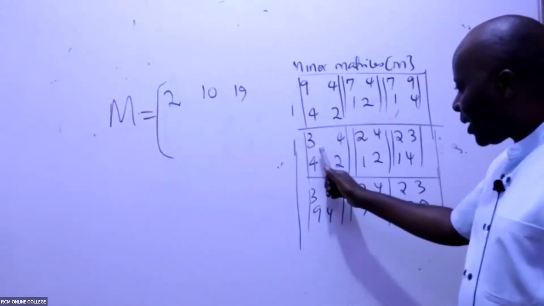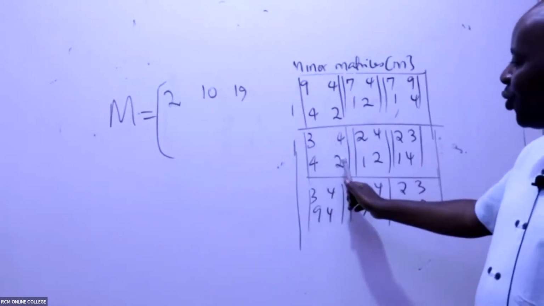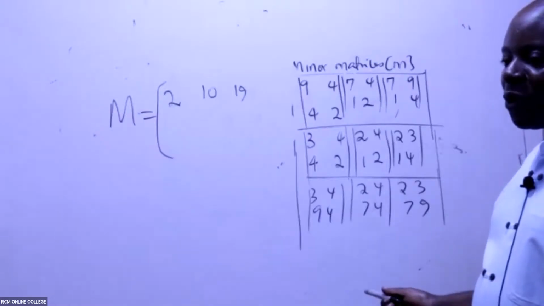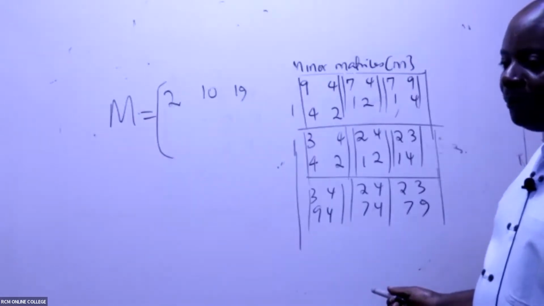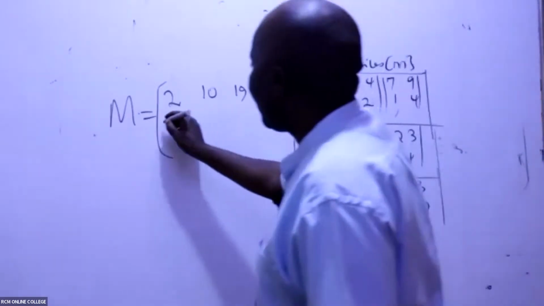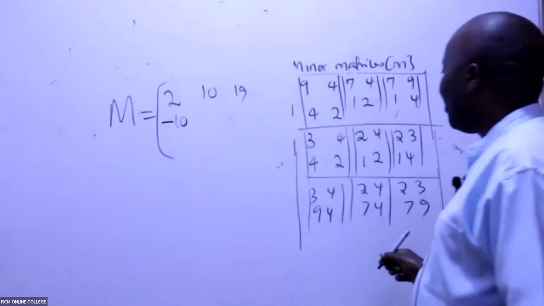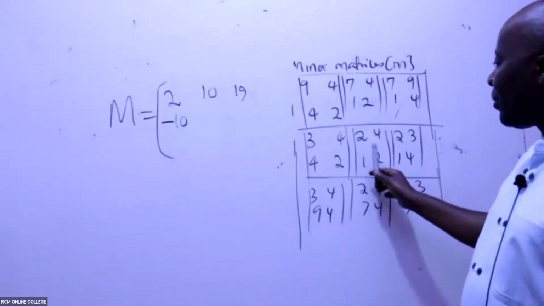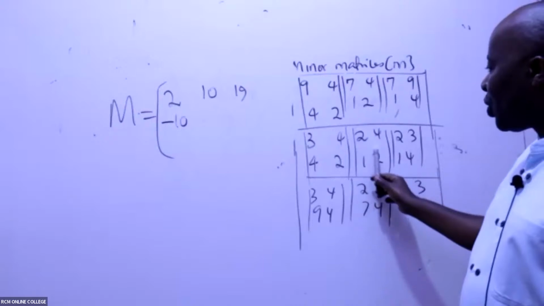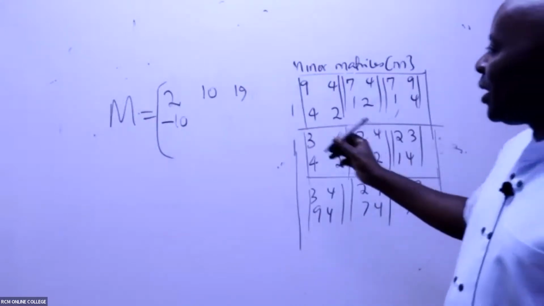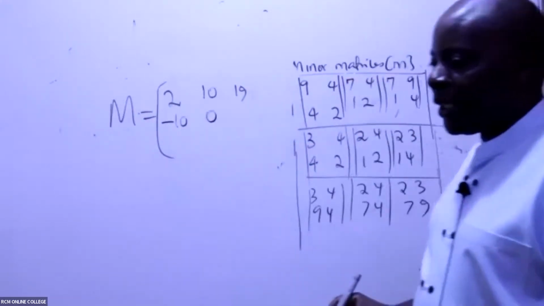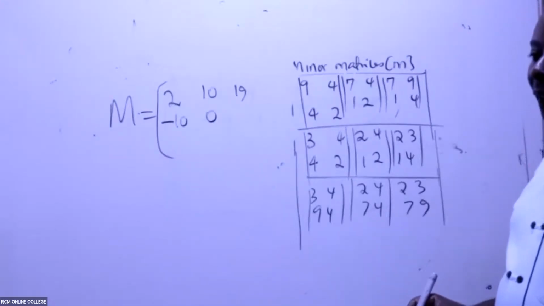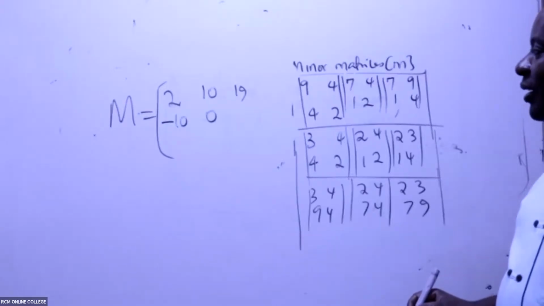We come to this other matrix here. 3 times 2 minus 4 times 4. That gives us what figure? So minus 10. Thank you very much. From there, we have the second one, 2 times 2 minus 4. So that gives us 0. 0, isn't it? Right? Is that okay? 0. Thank you so much.